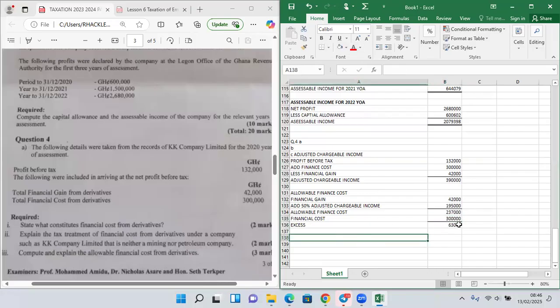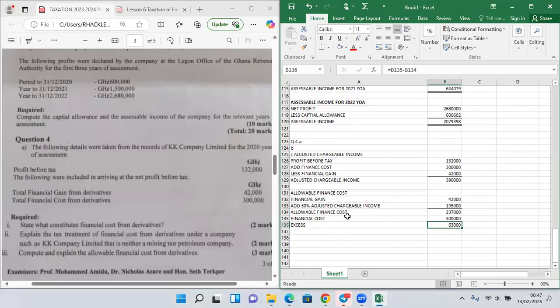Right. So this excess can be carried forward for the next 5 years, in the order in which they were incurred. We will say that the allowable finance cost is the finance gain plus 50% of the adjusted chargeable income. Any excess can be carried forward for the next 5 years. So when we subtract the allowable from the actual finance cost, we get the excess, if any. That is in the case where the finance cost is greater than the allowable.